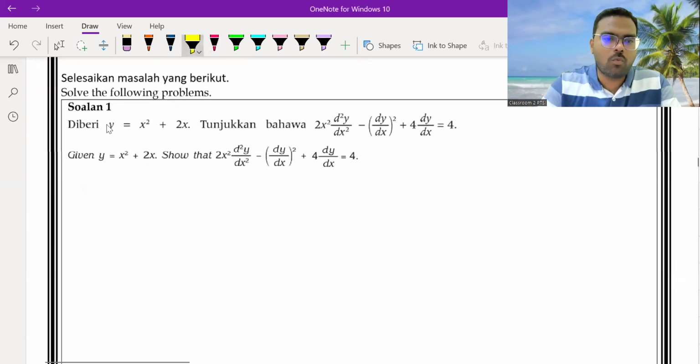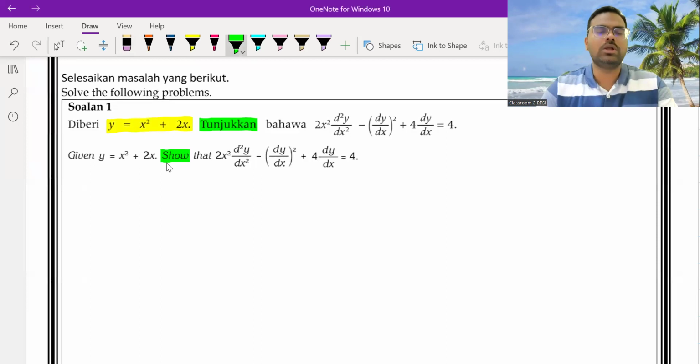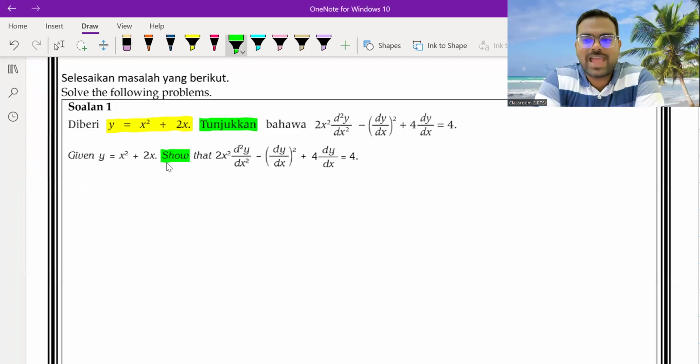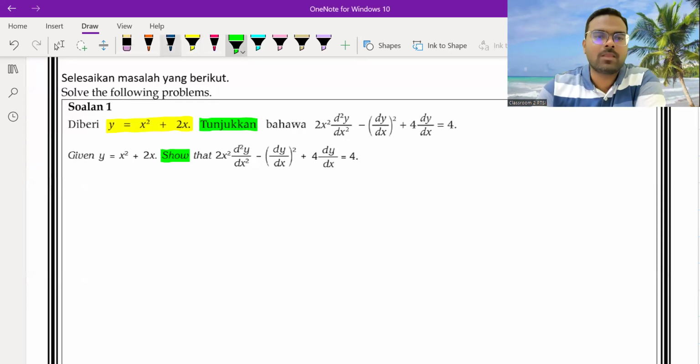Now, they give you y. Okay. Dia bagi kita y equal x square plus 2x. Okay. Dia nak kita tunjukkan. In English, they want you to show. See, kalau dia suruh kamu cari x, kita boleh cari x. Kalau kata cari y, kita cari y. Dekat sini dia tak kata cari x atau y. They didn't ask you to find x or y. They use the word tunjukkan, show. What do we mean by show? Very simple.